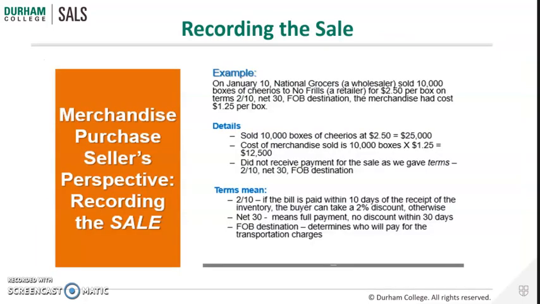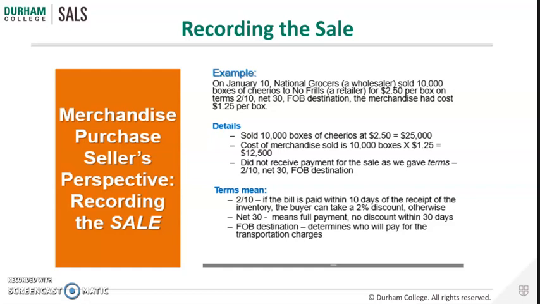Let's begin by looking at this example. It's identical to the one from the video where we demonstrated journal entries from the buyer's perspective. In this case, we're going to look at it from the seller's perspective. So, on January 10th, National Grocers, a wholesaler, sold 10,000 boxes of Cheerios to No Frills, a retailer, for $2.50 per box on terms 2/10, net 30, FOB destination. The merchandise had cost $1.25 per box.